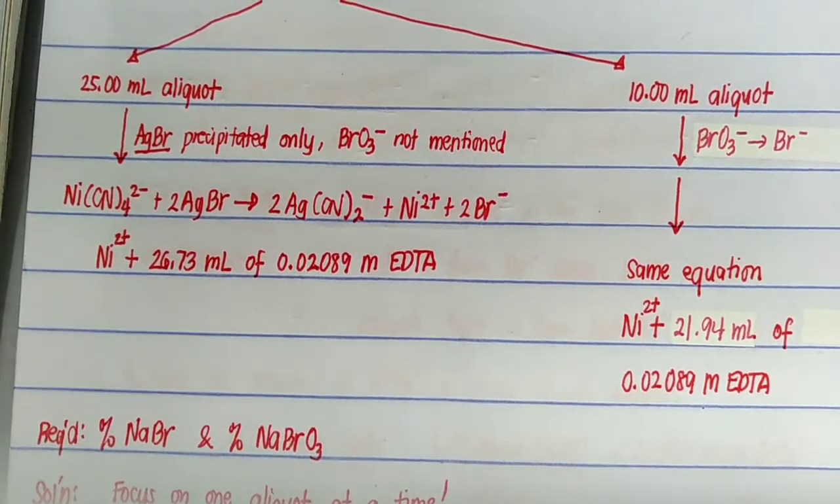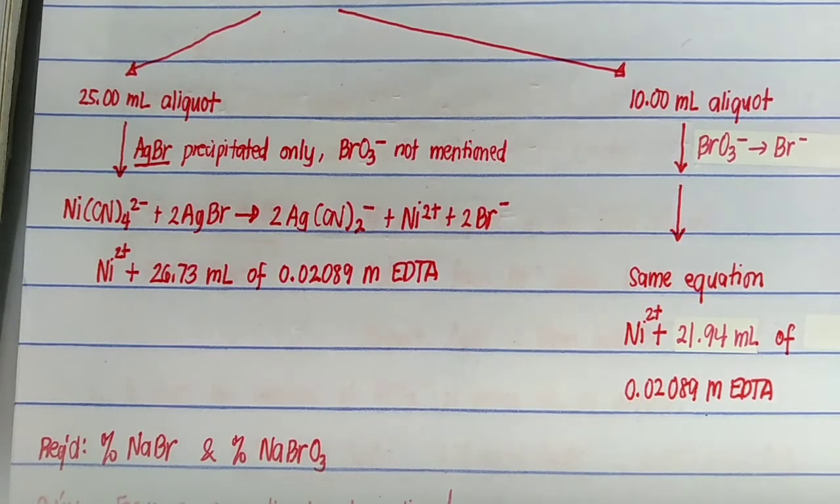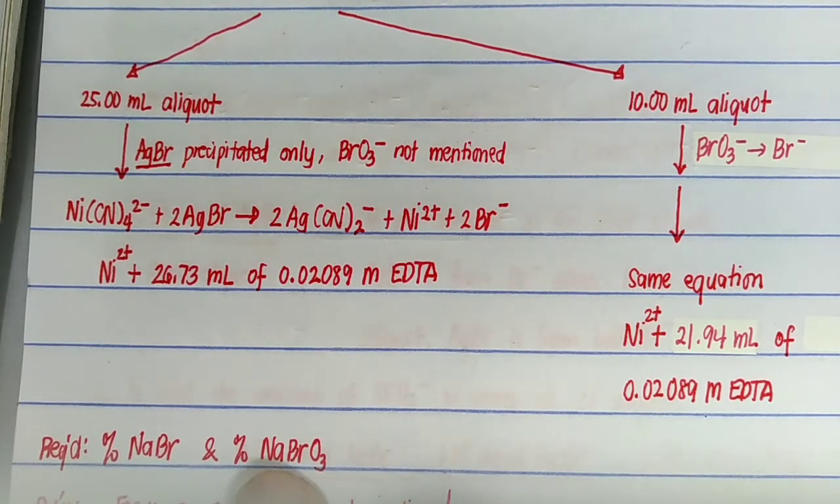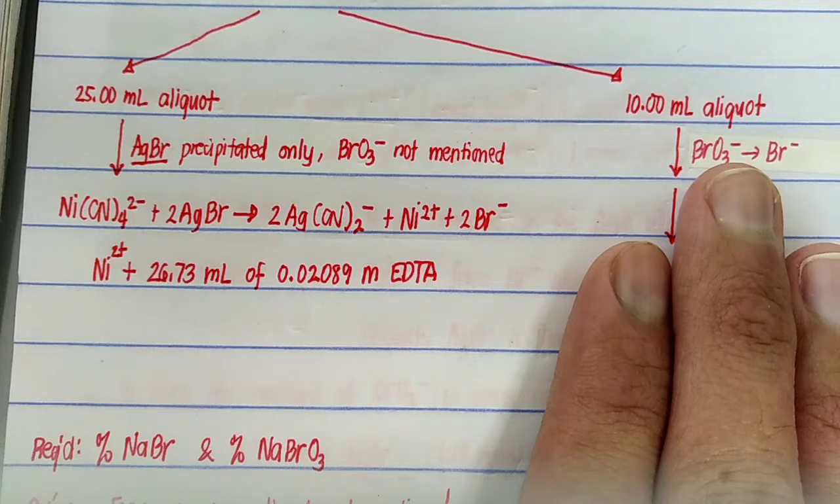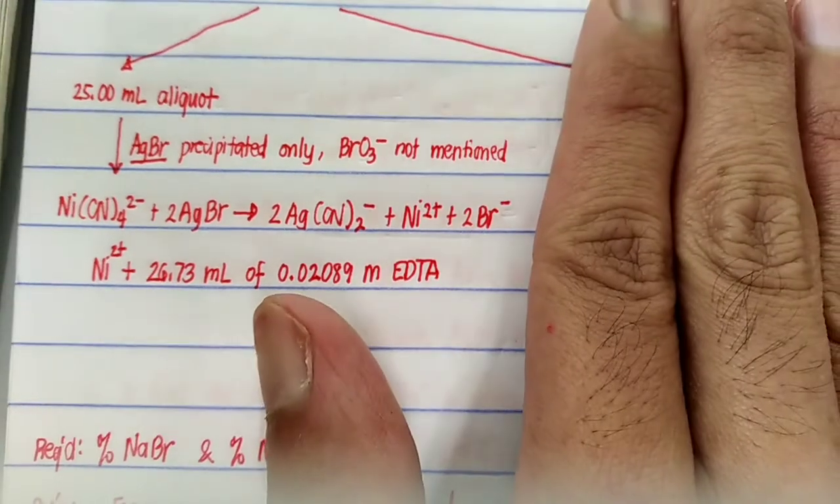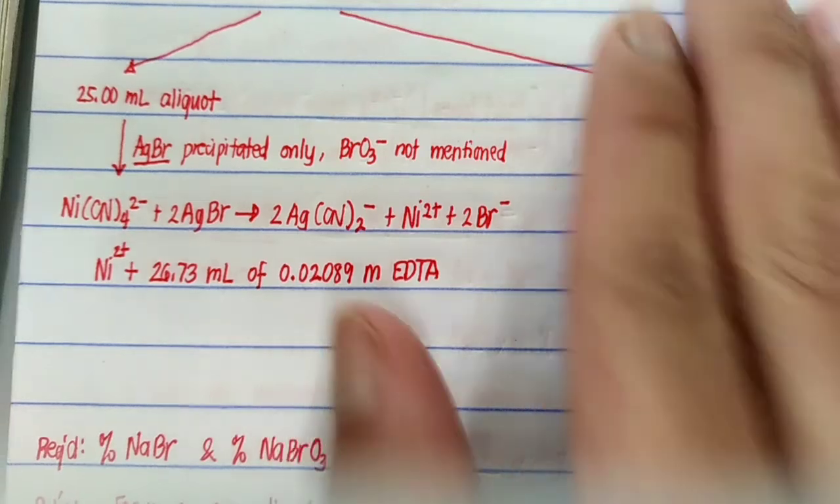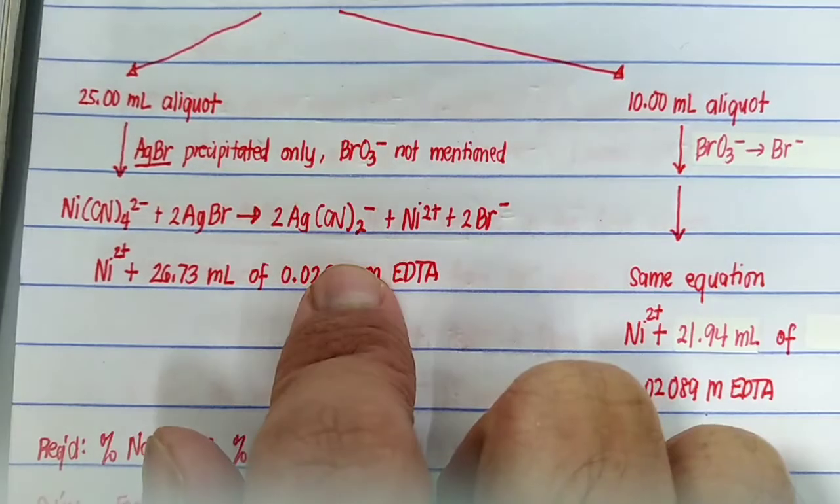So the question now for us is to compute the percentage of the sodium bromide and the sodium bromate present in our particular sample. So what you can do so that you don't get lost in the sheer amount of information in here is that we focus on one aliquot at a time. Never mind the 10 mL aliquot just yet. Let's try to focus first on the 25 mL aliquot.